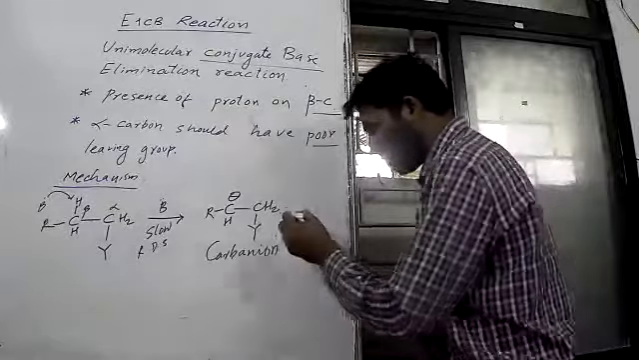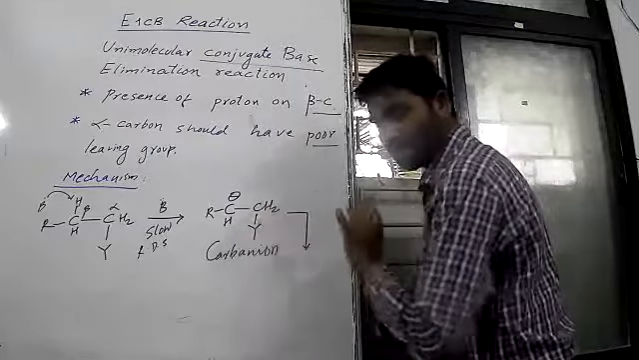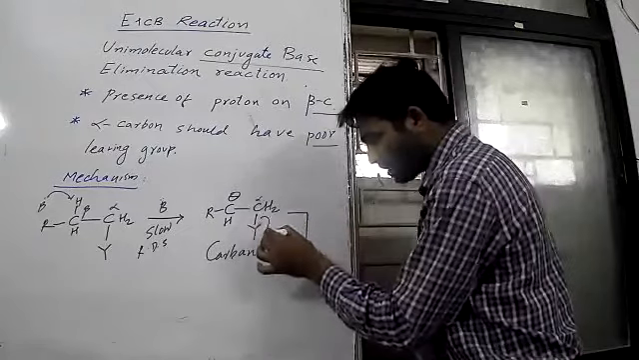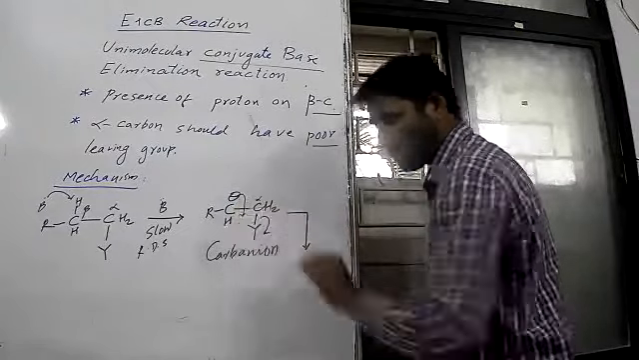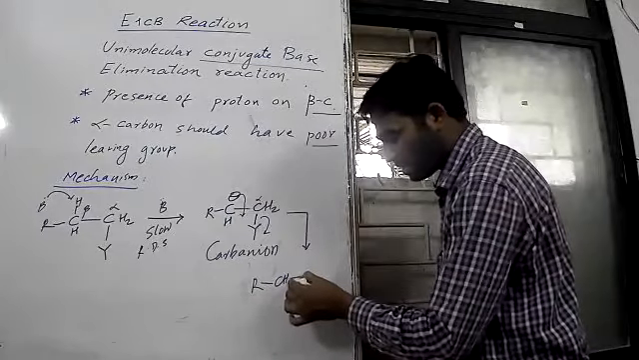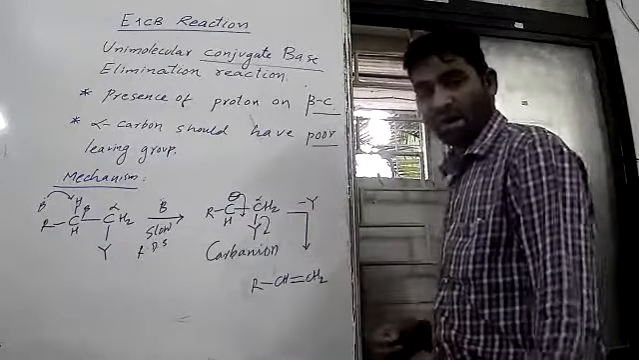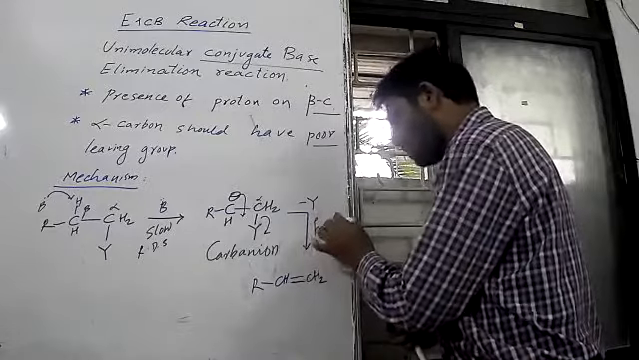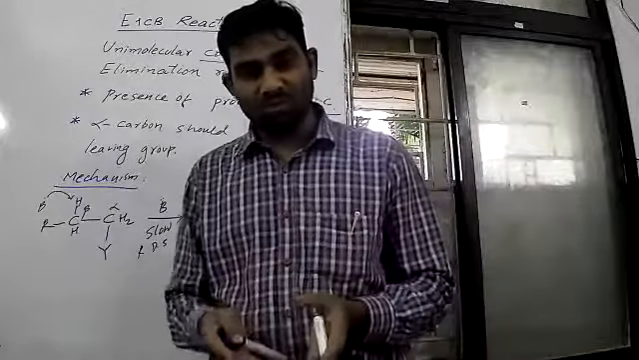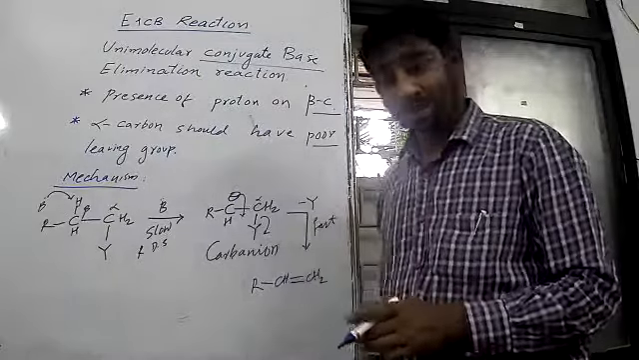Next step. This carbanion involves the breakage of the bond between the alpha carbon and the leaving group. This bond breakage takes place and is restored in the form of a double bond, and we get CH=CH2 minus Y. It is very fast, and we know that out of two steps, the slowest step is responsible for the determination of the rate.